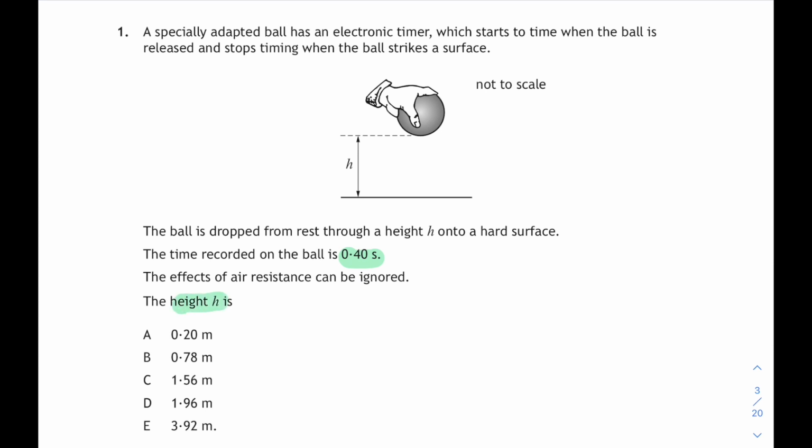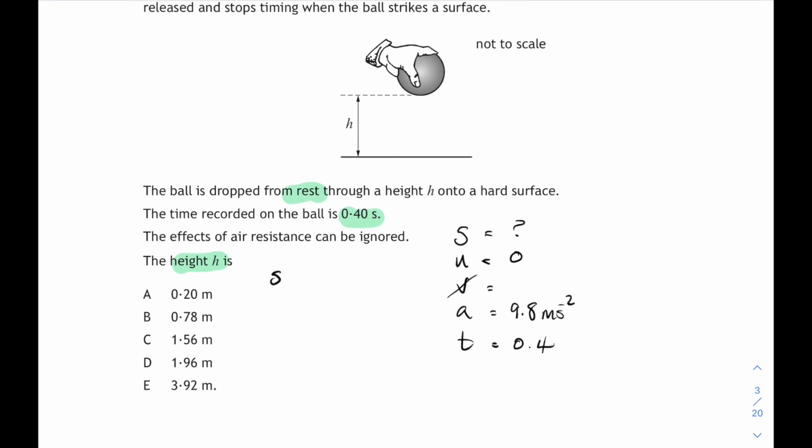Well, this is a SUVAT question or a TUVAS question or an equations of motion question. So let's write down the 5 variables that we usually see when we do this sort of question. And I'm going to list them as S, U, V, A, T, and we'll fill in what we know. So it's S that we're looking for, that's the vertical displacement. We know it was dropped from rest, so U equals 0. V we're not interested in, that's the final velocity. It's going to accelerate downwards at 9.8 metres per second squared due to gravity. And the time recorded on the ball is 0.4 seconds.